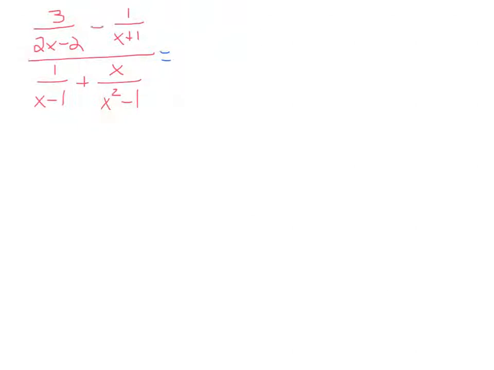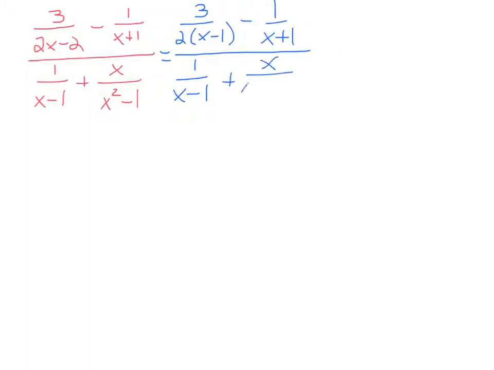and we're going to have a 2 that we can take out of this first part, and be left with x minus 1. And this is going to be the difference of squares, so that's going to factor into x plus 1 and x minus 1.